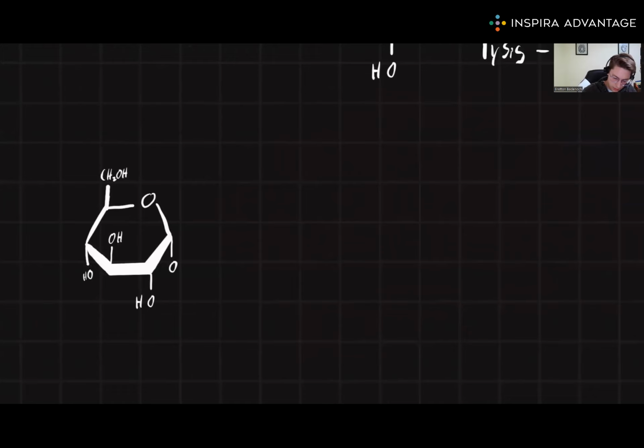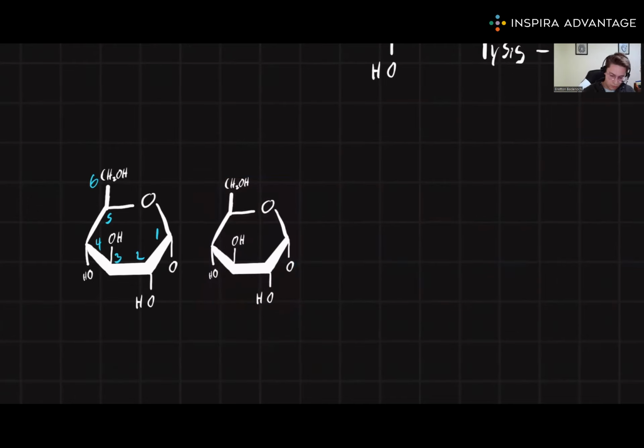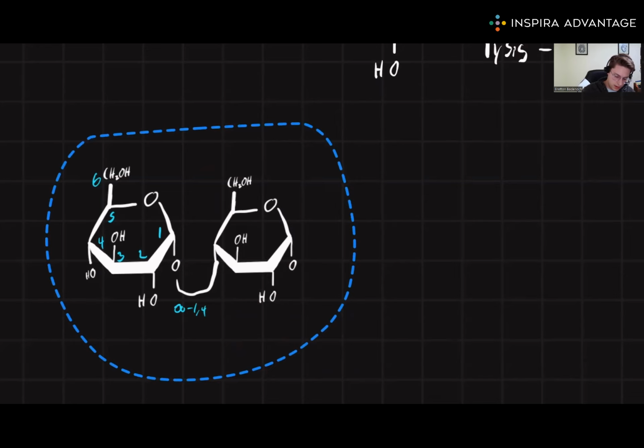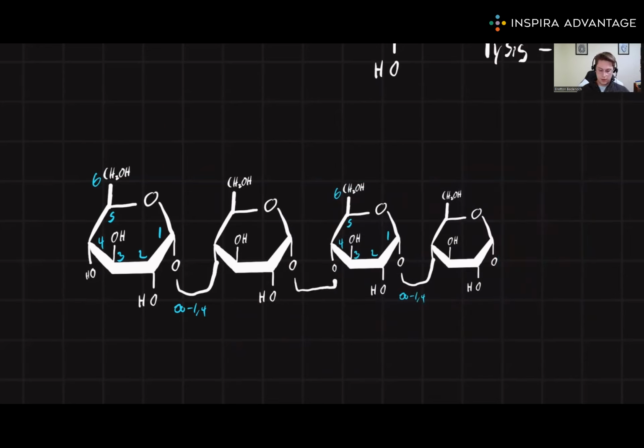So first, let me label what these carbons are. There's carbon 1, 2, 3, 4, 5, and carbon 6. Okay, so now we've got those labeled. Let's start connecting things. We said that glycogen synthase is going to bind alpha-1,4. Well, alpha, we know, means below, and 1,4 is just between the first and the fourth carbon. So we're going to have a bond just like this. What does it look like if we daisy chain a bunch of these together? As you see, we begin to grow a very long chain.